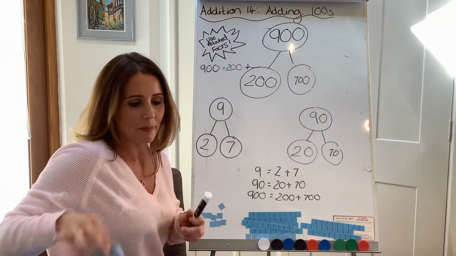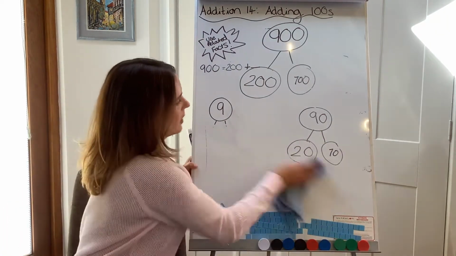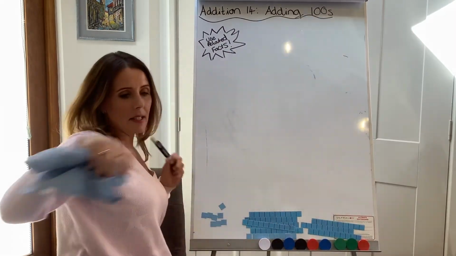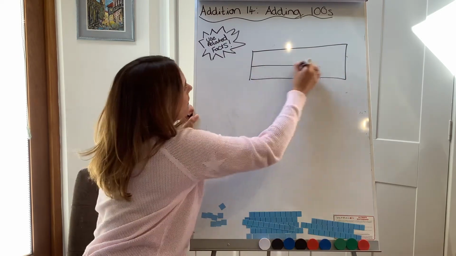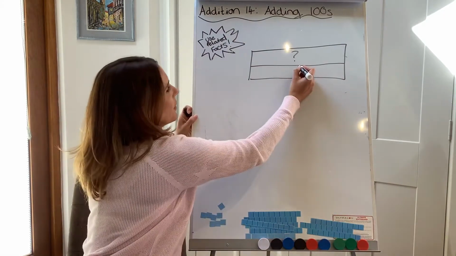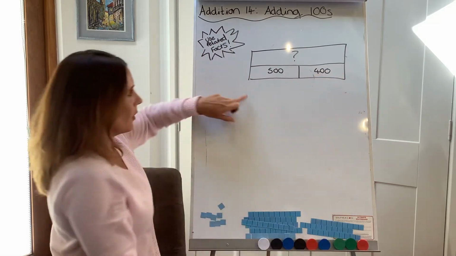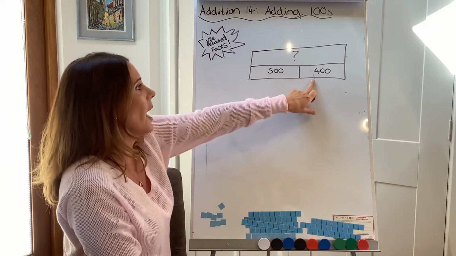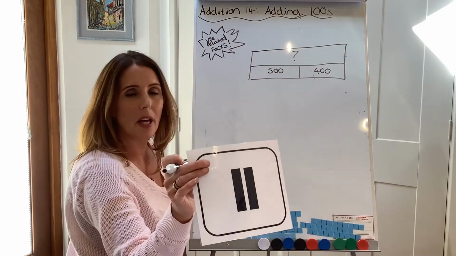Okay, so this time I want you to have a go looking at using the bar model. Okay, so we've got a missing number. What is the total altogether? What have we got altogether? And the numbers are 500 and 400. How can we use our related facts to help us find what 500 and 400 are when they're added together? Pause it and have a go.